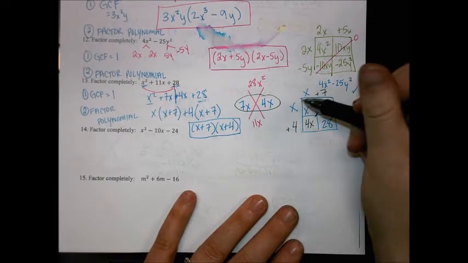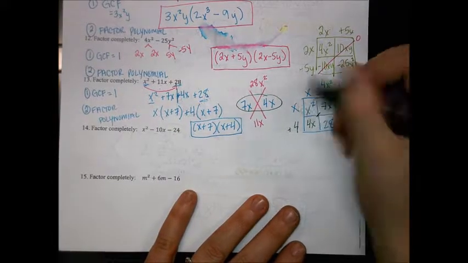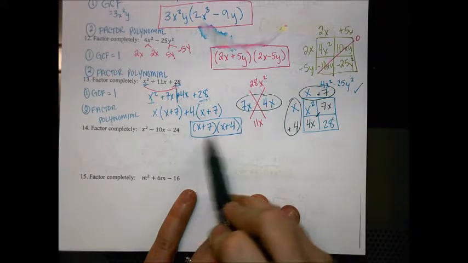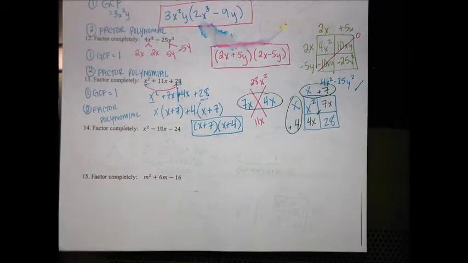Then my answer is the same as my binomials from before. It's x plus 4 times x plus 7, and we write it as x plus 4 times x plus 7, each in parentheses.